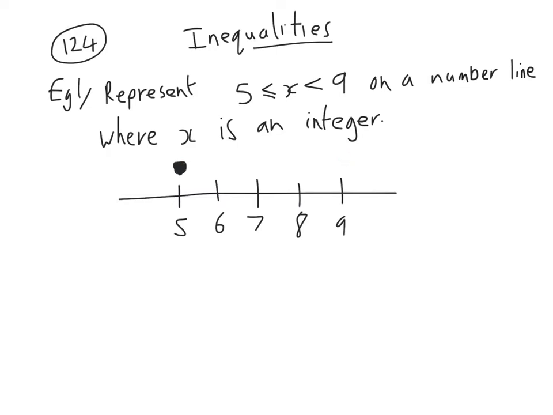And as well, make sure you read the full question. It says that x is an integer. So it can't be things like 5.5 or 6.6 or 7.1. It can only be the whole numbers between 5 and 9, not including 9. So what you need to do is just colour in the 5, the 6, 7, and the 8, but not 9.